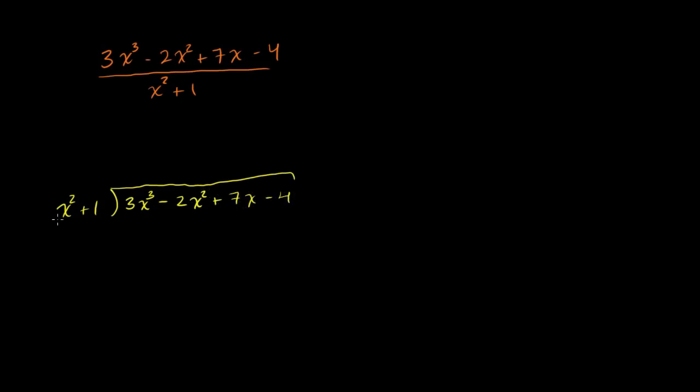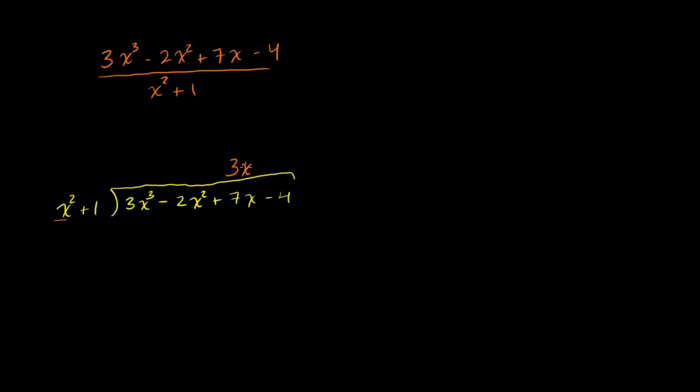Once again, look at the highest degree term. x squared goes into 3x to the third how many times? Well, it's going to go into it 3x times, right? You multiply 3x times this, you get 3x to the third. So you write the 3x over here in the x term.